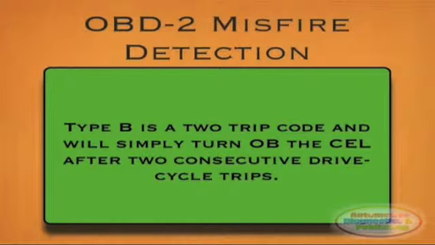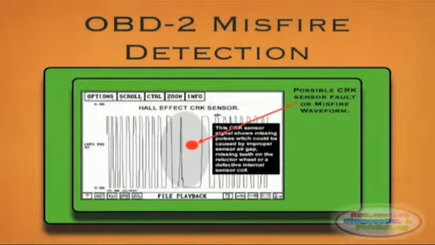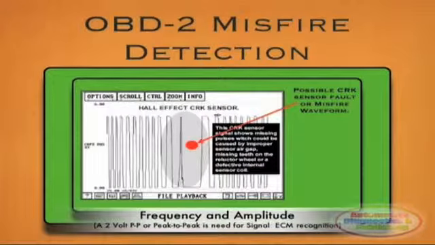Misfire codes Type B, C and D are two trip codes, which have to happen twice for it to set, as opposed to Type A, which sets a code and turns on the CEL right away. Here on screen, we can see a waveform capture from the ADP Scope 1 library. It shows an actual misfire, as it occurred.